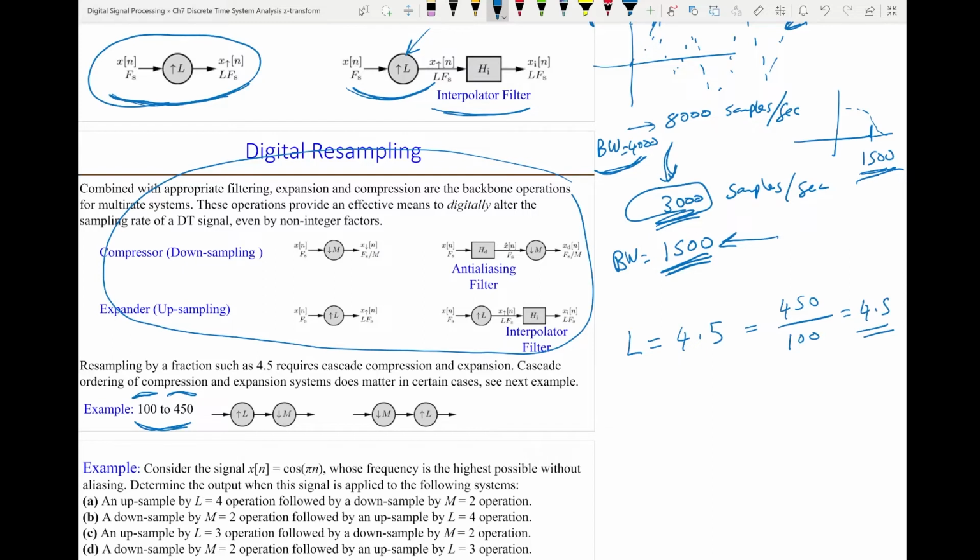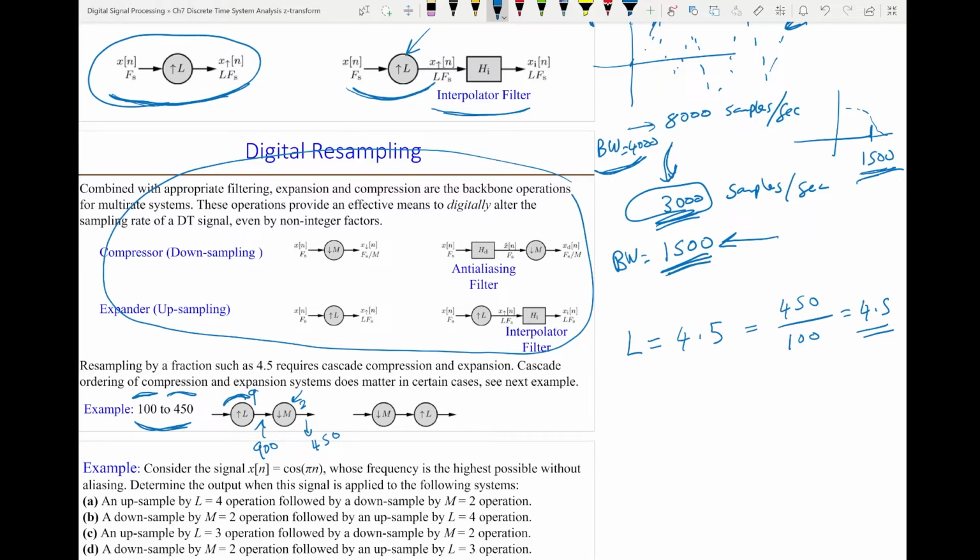In this case, we have to use a combination of upsampling and downsampling. So I can first do the upsampling by a factor of 9. So now the signal here will be 9 times 100, which is 900 samples. Then downsample it by a factor of 2. So now the signal here will be 450. And that's how we accomplish upsampling by a fraction.